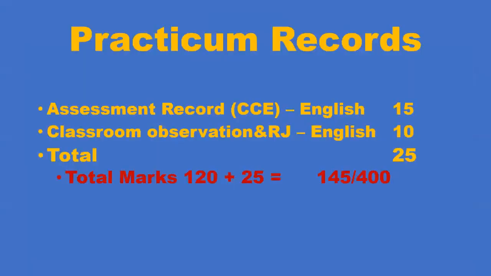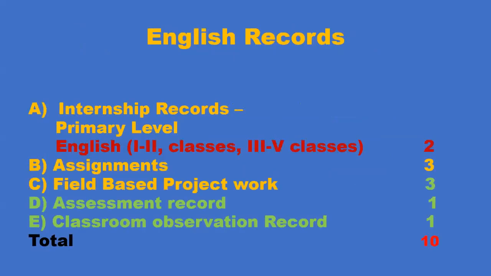Then the assessment record will be there, that's for 15 marks. The classroom observation and reflective journal record is to be submitted, that is for 10 marks. Total 25 marks. Hence, a lot of importance has been given to our English. Total marks: 120 plus 25, 145 out of 400.